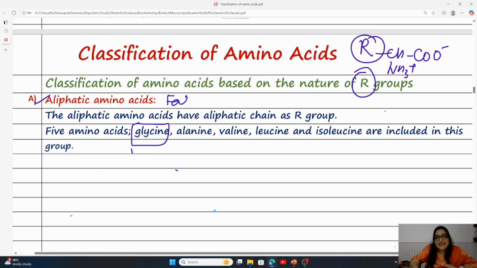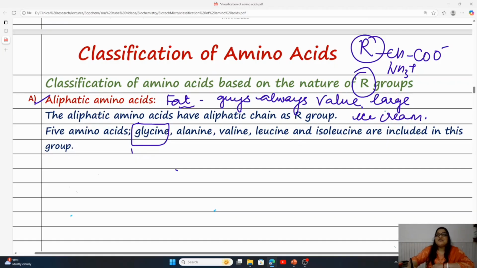So it goes like, fat guys, fat for aliphatic. Fat guys always value large ice cream. Okay. So fat guys always value large ice cream. Fat guys always value large ice cream.